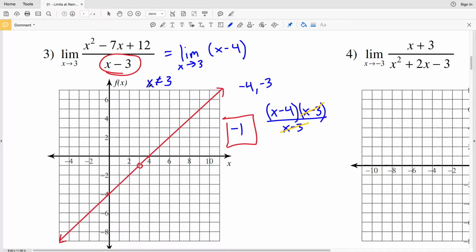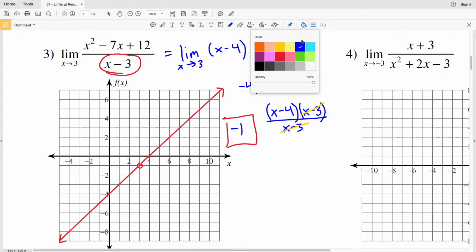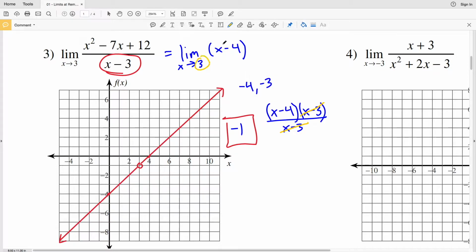But now, because we factored and canceled, we no longer will get a 0 in our denominator when we plug in 3. So plugging 3 in for x now, that gives us 3 minus 4, which equals a -1, which is what we got when we graphed. Let's move on to number 4.